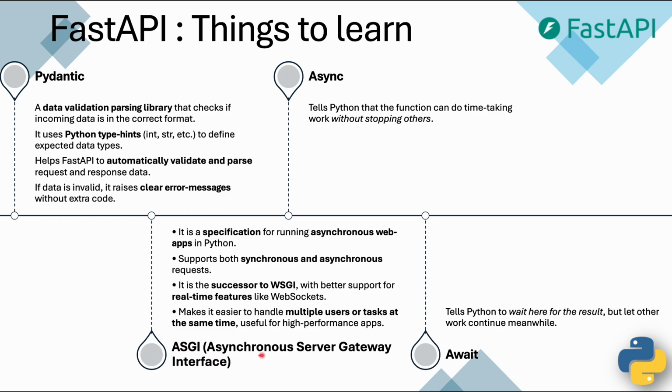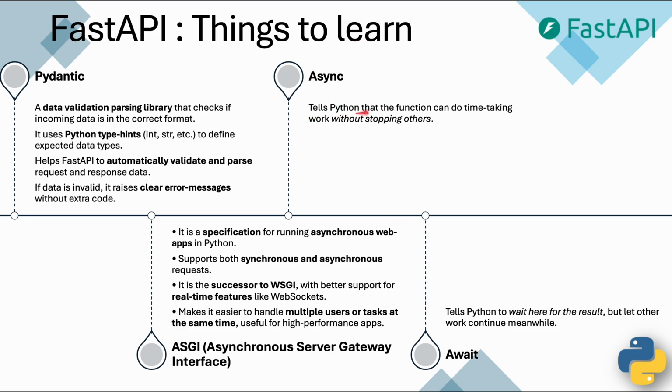ASGI, Asynchronous Server Gateway Interface. It is a specification for running asynchronous web apps in Python. Supports both synchronous and asynchronous requests. It is the successor to WSGI with better support for real-time features like WebSockets. Makes it easier to handle multiple users and tasks at the same time. Useful for high performance apps.